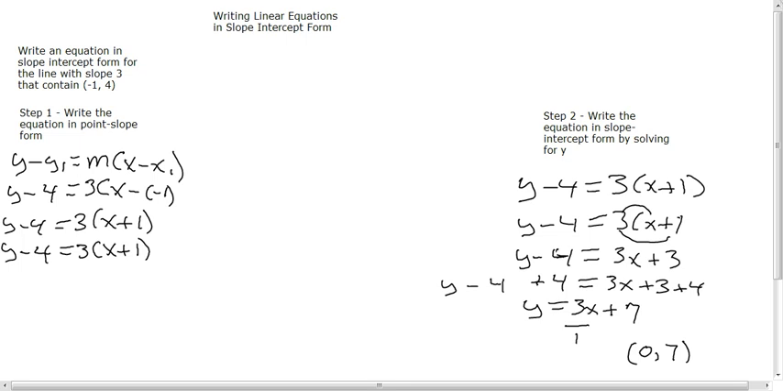So again, it's a very simple process to go from a slope and a particular point that's on the line to writing the slope intercept form.